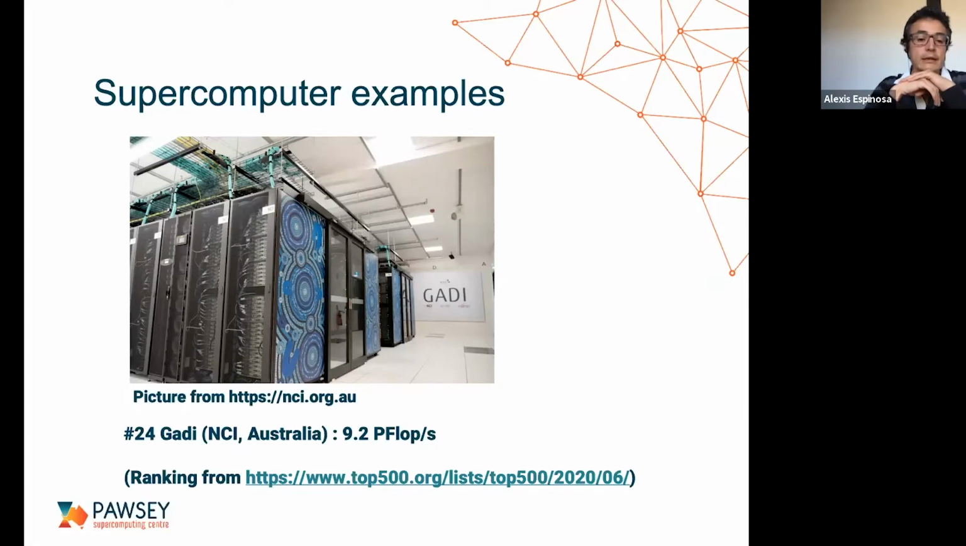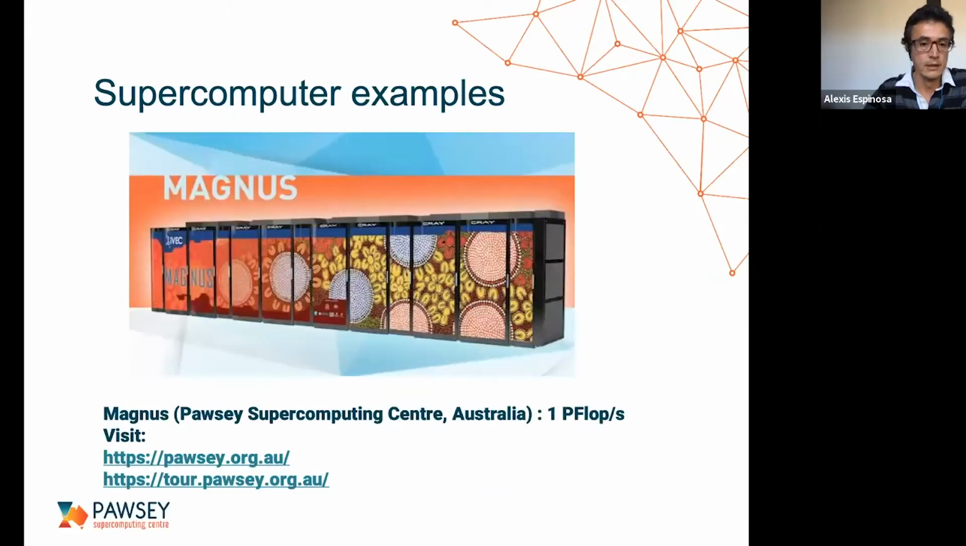GADI is a new computer from NCI in Canberra, with computing capacity of around 9 petaflops, and it's number 24 in the ranking. It is also available to researchers all over Australia. And in Pawsey we have Magnus. Its capacity is 1 petaflop. It is now in the list of top 500, but when launched, it was number 40 in the world.